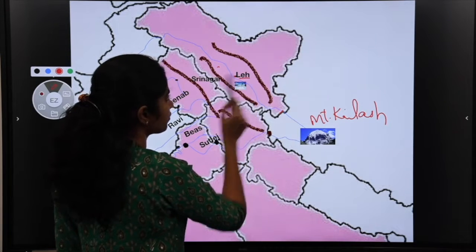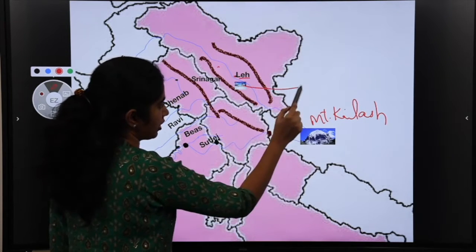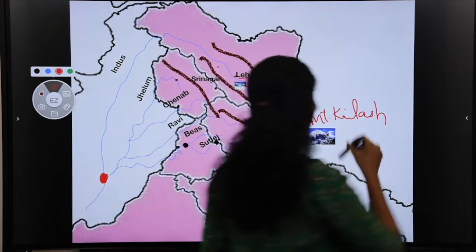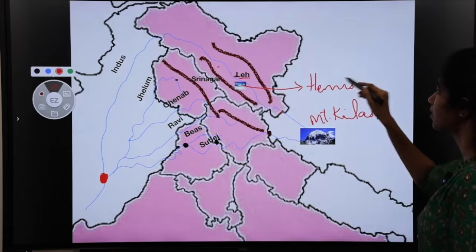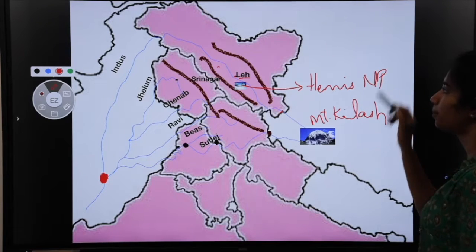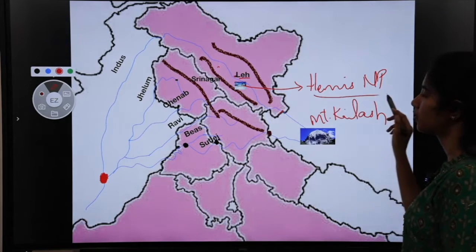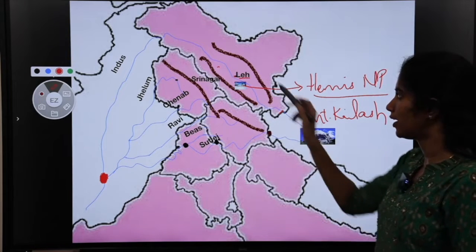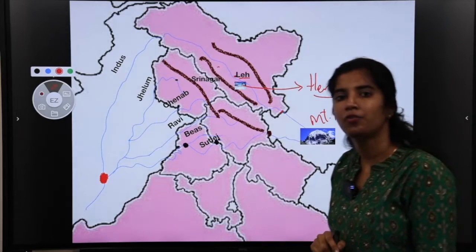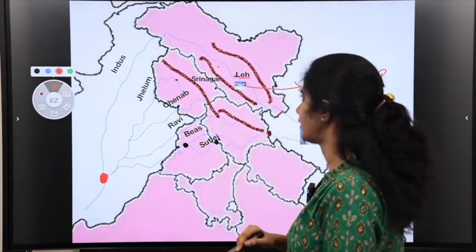This is Leh city. What is this? Hemis National Park, which is famous for its snow leopards. The northern boundary of this Hemis National Park is bounded by the river Indus. So Leh and Hemis National Park are the famous places on the river Indus.